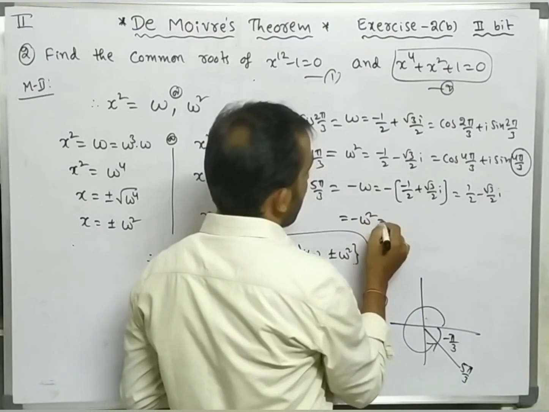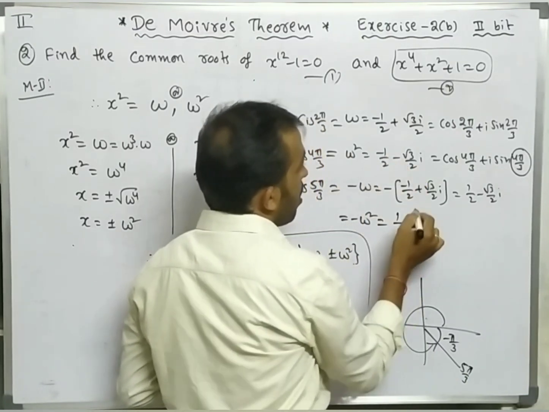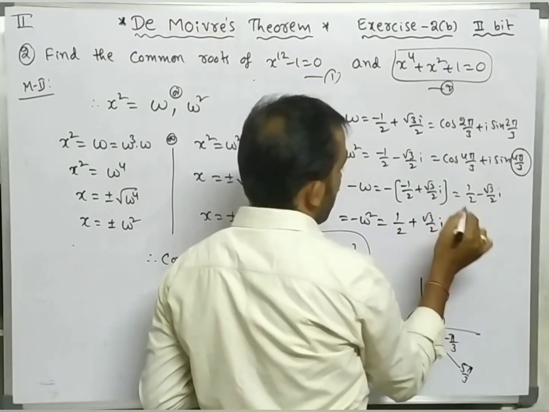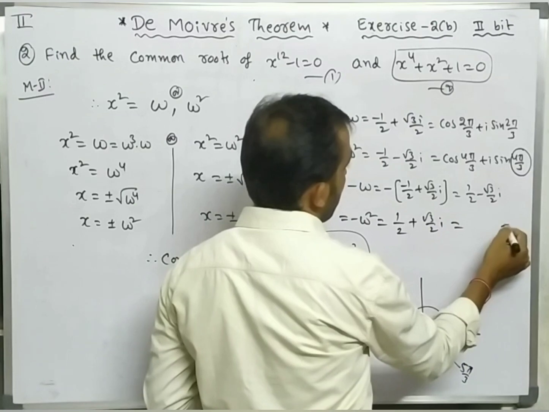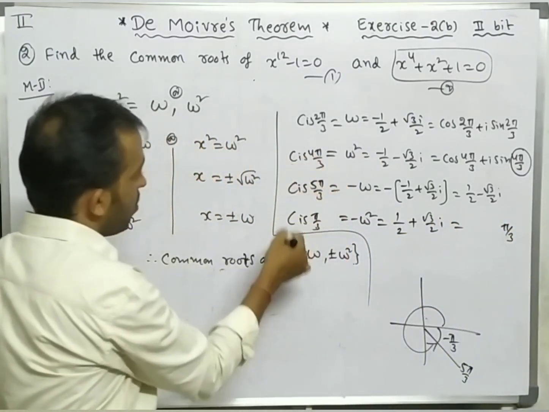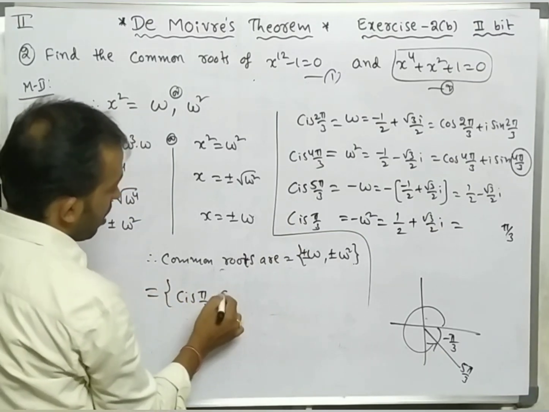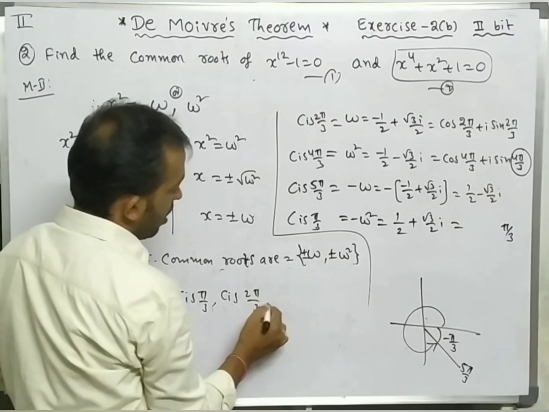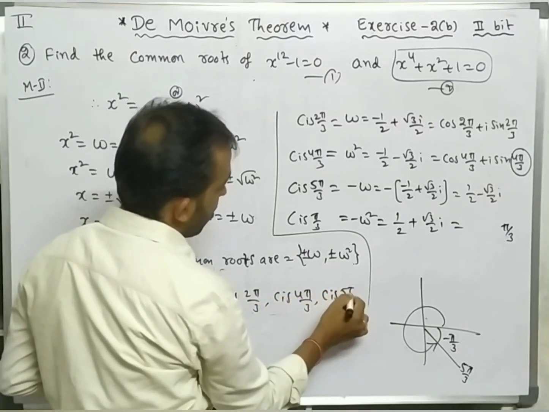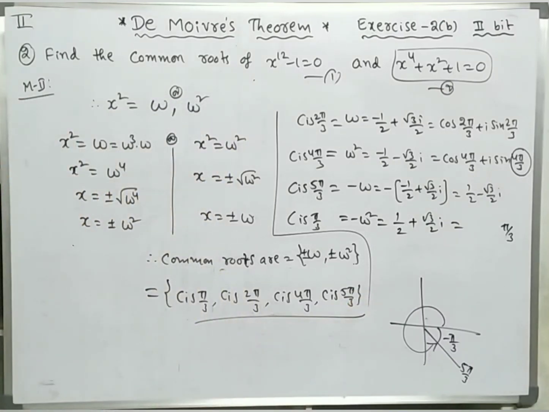Next, minus omega square means minus into omega square, that is minus into minus 1 by 2 minus into root 3 by 2 i, which is in the first quadrant. The argument is pi by 3, which is equal to cis pi by 3. So therefore these are the solutions. What? Cis pi by 3, cis 2 pi by 3, cis 4 pi by 3, cis 5 pi by 3. So this is the second method, which is somewhat easier than the previous method.